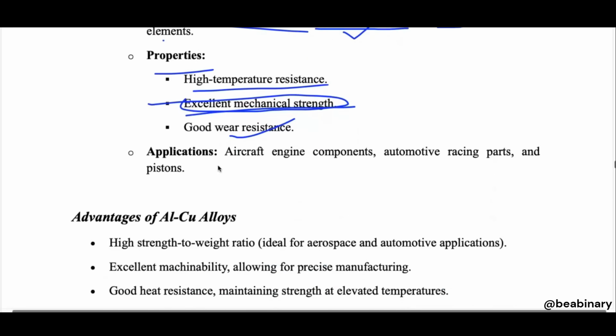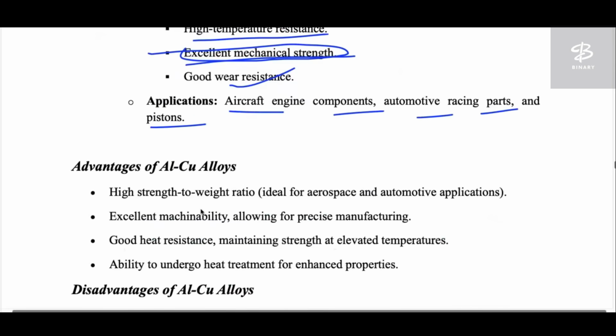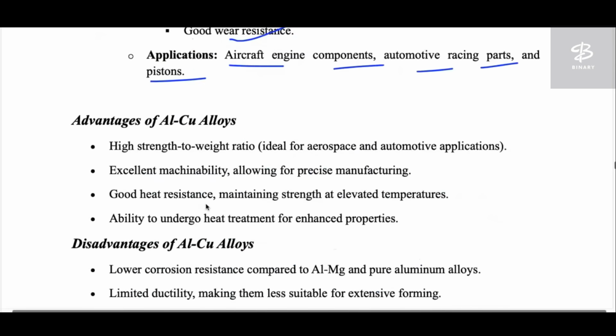So these are the application parts: aircraft engine components, automobiles, racing parts, and pistons. Piston, you know what a piston is used in: cylinders, IC engines. With the help of the piston, we increase and decrease the volume inside a cylinder. Increasing the volume is known as suction, and decreasing the volume is known as compression. During compression, we compress the gases or working fluid that has been taken inside the cylinder, and due to that, we get a power stroke.